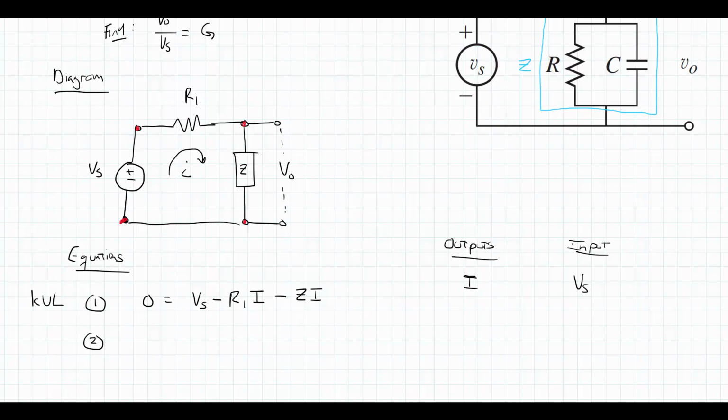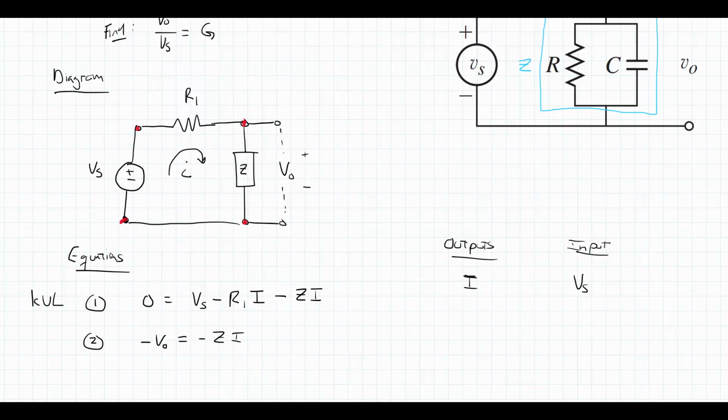So I can say that the voltage drop across the impedance block is the same as going through Vout. So negative Vo equals negative Z times I. Again, it's negative because this Vout we're going to assume has that same polarity, negative on the bottom, positive on top. So we drop by Vo as we go from the top of Z to the bottom of Z.